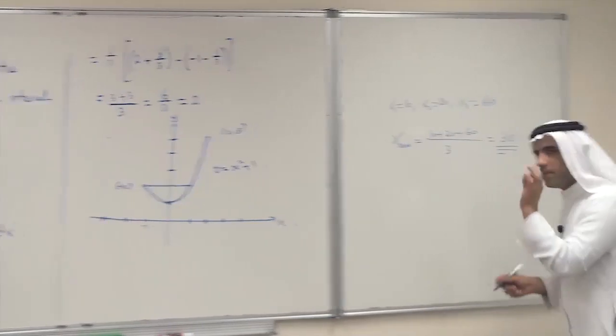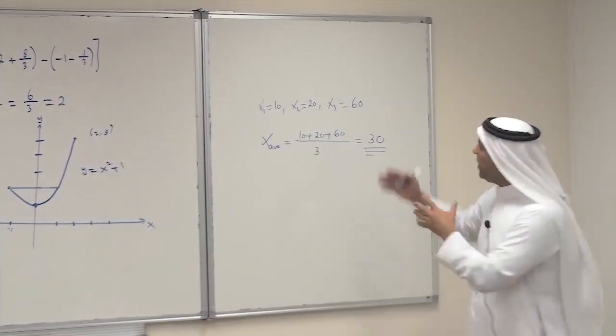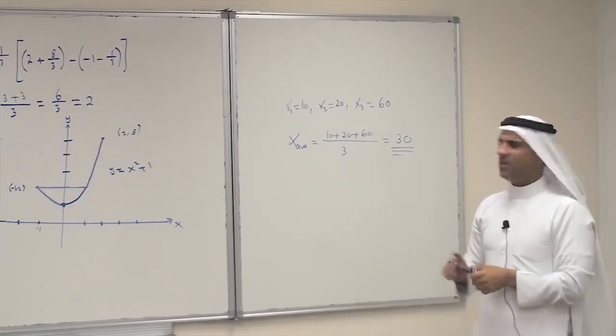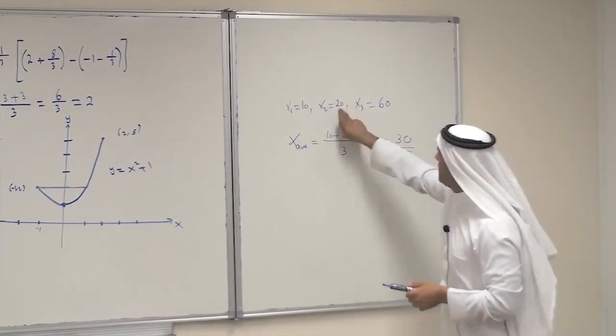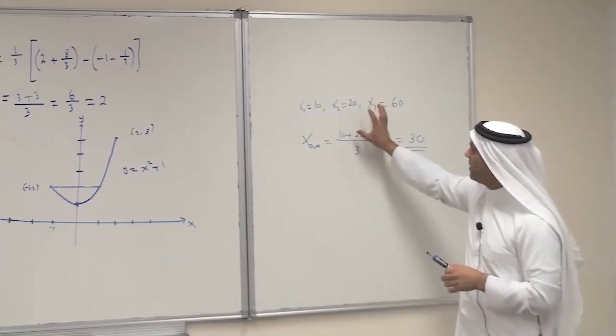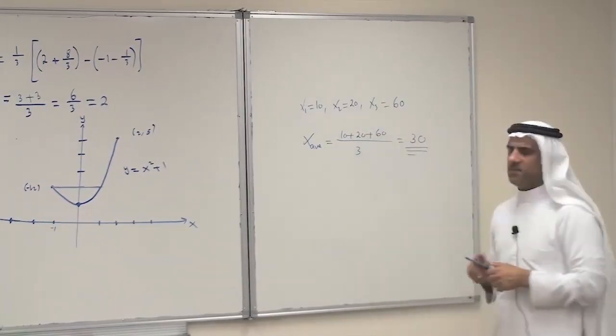Fine. My question is the following. Do we have any guy here getting 30, which is exactly the average? 10 is not 30. 20 is not 30. 60 is not 30. So nobody is getting exactly the value of the average.